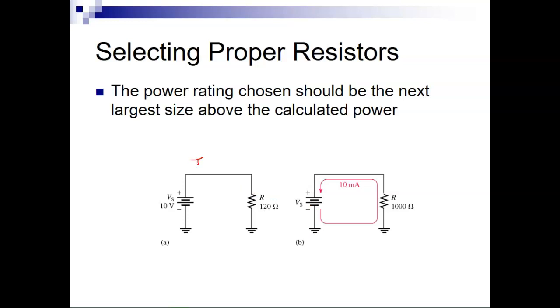My I on here equals 83.3 repeating milliamps. So then I can take that number, multiply it by 10, and my power rating is 833.3 milliwatts.